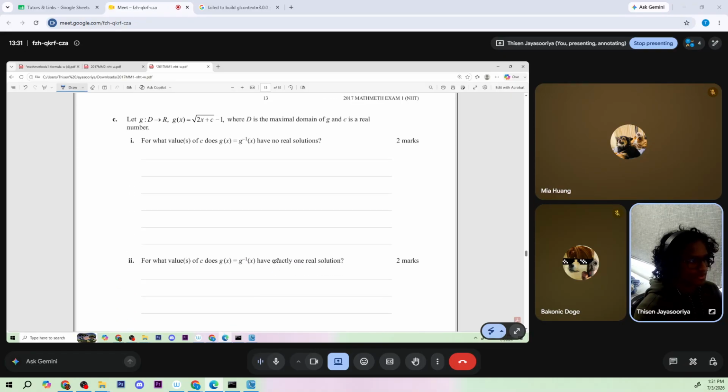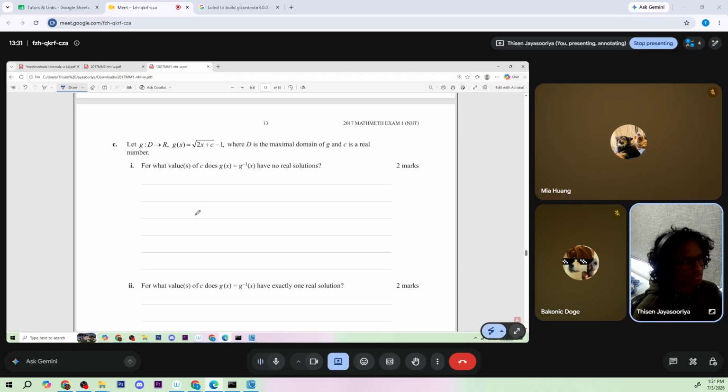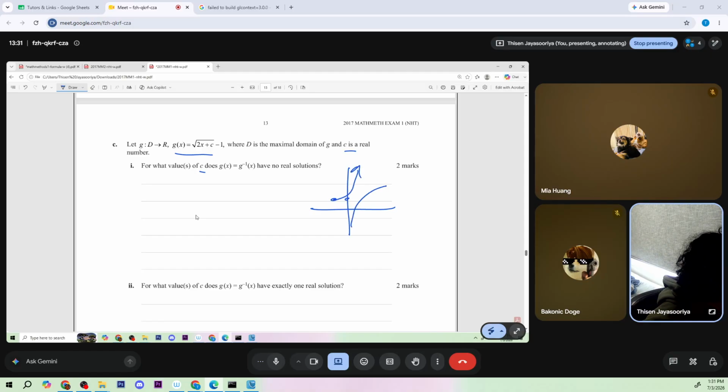Now we have this question. This question looks kind of cool. It says here, so this is g of x, where c is a real number. For what values of c does g of x equal g inverse of x have no solutions? So when it has no solutions, the two graphs are going to look something like this. Yeah, that's when they're going to have no solutions. And here, the last time that they have no solutions is when they intercept this line. Yeah.